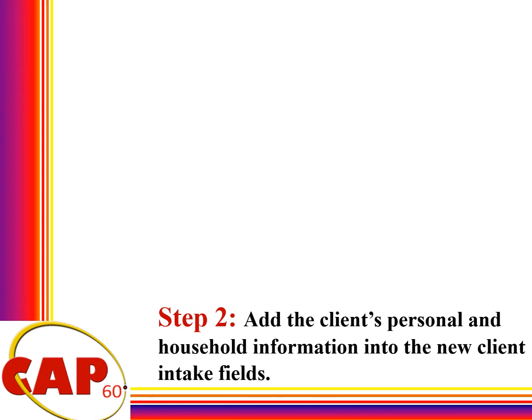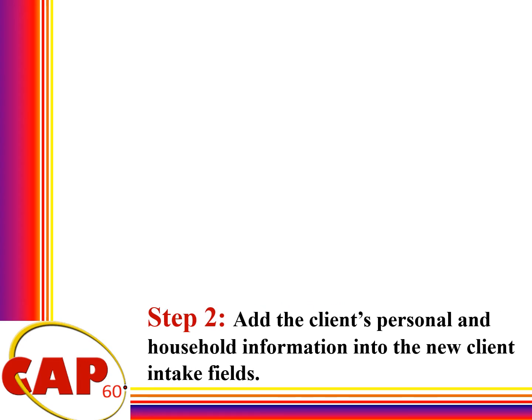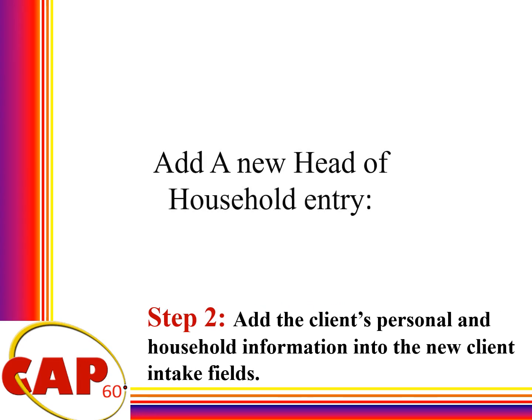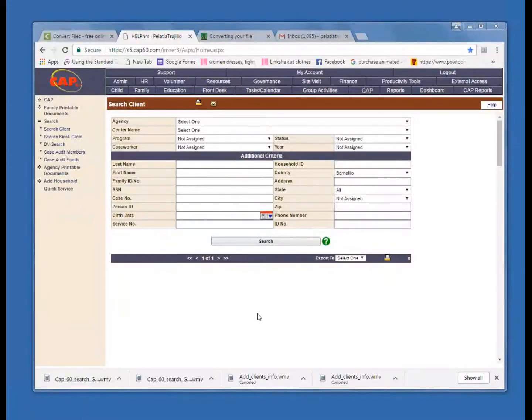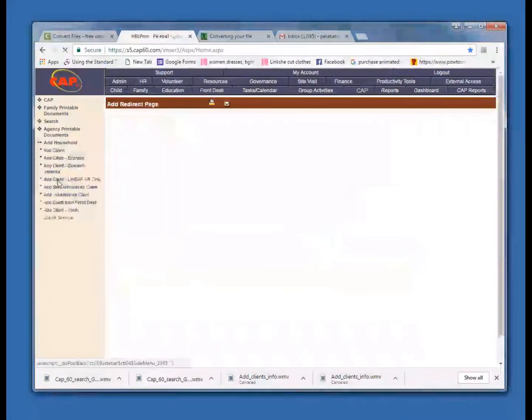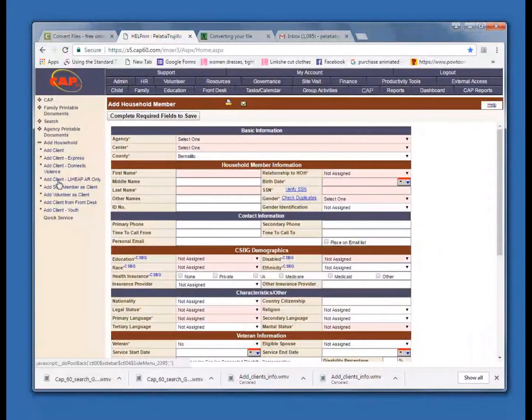Step 2. Add the client's personal and household information into the new client intake fields. Let's add a new head of household entry. To start, select the Add Household option located in the menu on the left-hand side of the page. Then select Add Client.